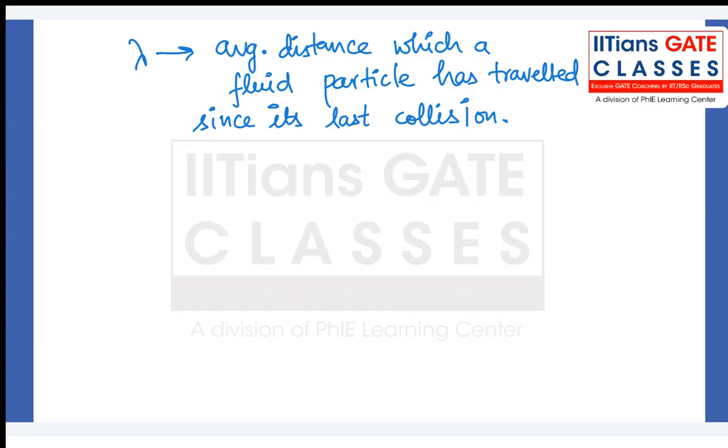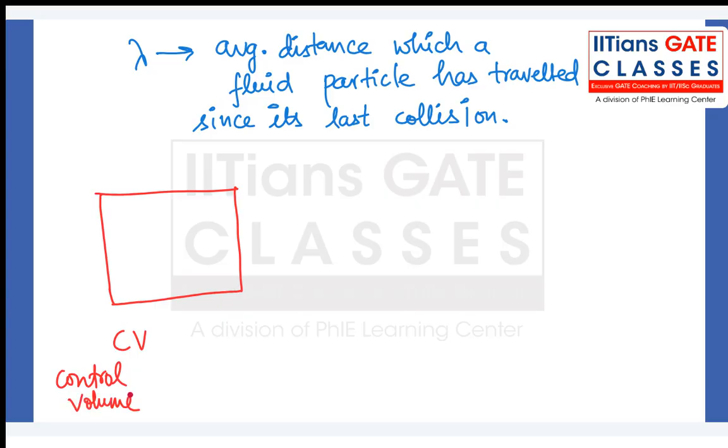Okay, so how to understand this part? Let us say I have two systems here. This is one system. So this system in terms of fluid mechanics is called as control volume, CV. Let us say this is CV1, and we have another system which is called as CV2.